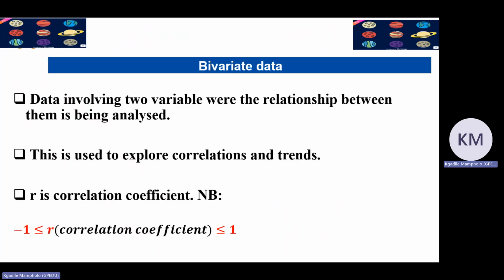In grade 11, we learned about univariate data. From grade 9 through grade 11, we were learning about univariate data. Univariate data is when you only talk about one variable. So now in grade 12, you learn about bivariate data, where we talk about data involving two variables, where the relationship between them is being analyzed. And this is used to explore correlations and trends.